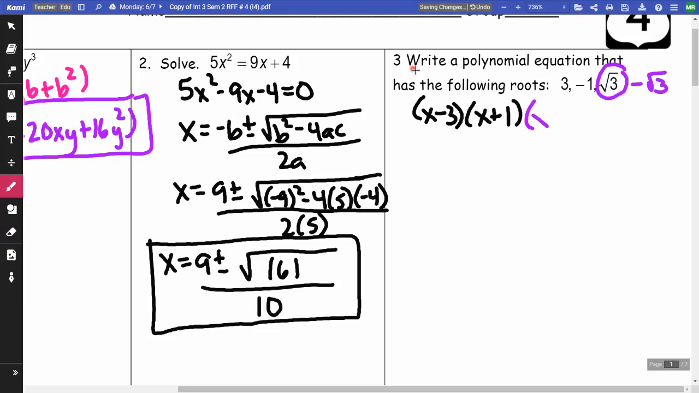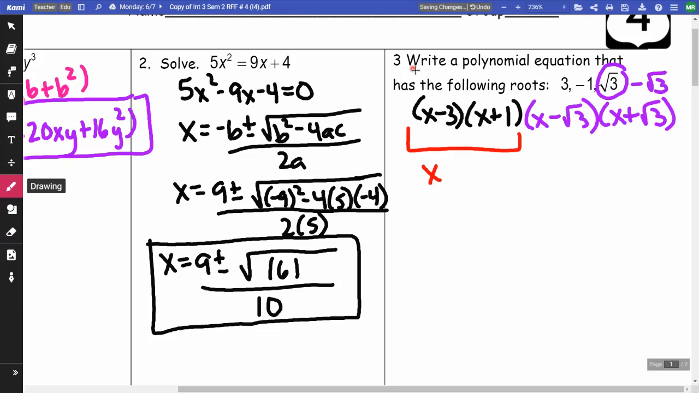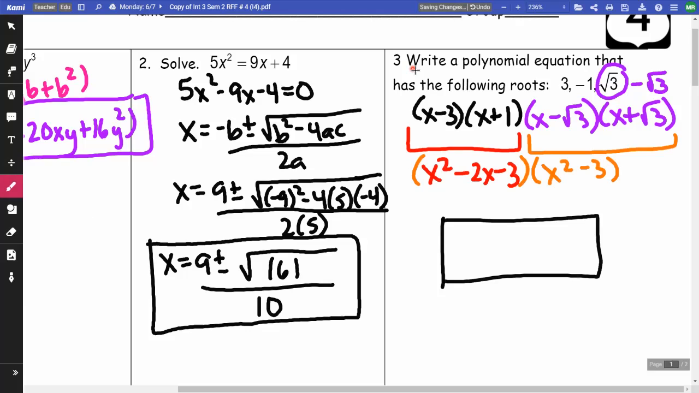So the root 3 is going to come from x minus root 3. The negative root 3 is going to come from x plus root 3. And then we're going to multiply these together. So if I multiply these, I am going to get x squared minus 2x minus 3. And when I multiply these, that's a difference of 2 squares. I'm going to get x squared minus 3. And now I can do a box, or I can just distribute all of that, but I think it might be easier like this.